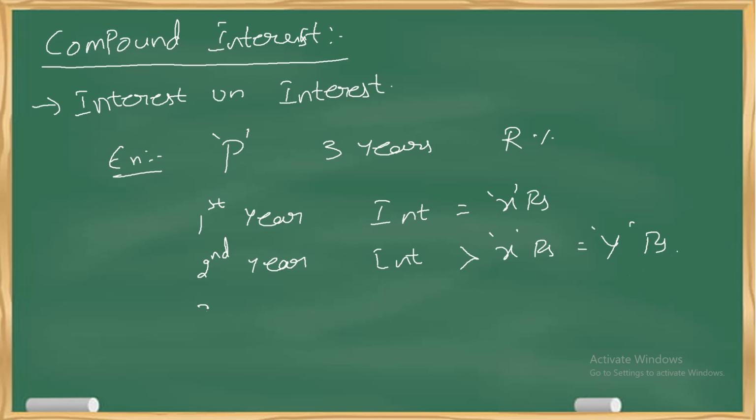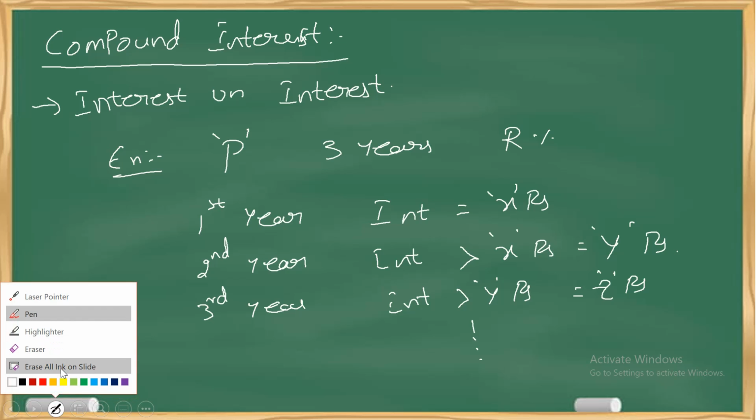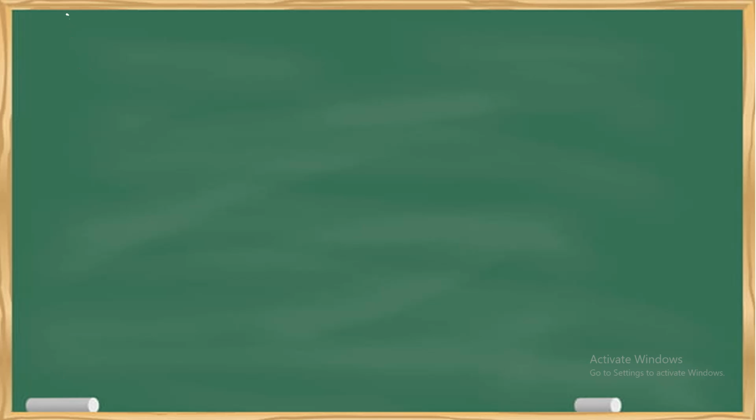The third year again it increases. The interest will be greater than Y rupees also. So assume it is Z rupees. So every year the compound interest will be increasing. How can this be possible? It should be always the same every year, right? That is the difference between simple interest and compound interest. So how we differentiate them is interest on interest. How? We'll take an example.